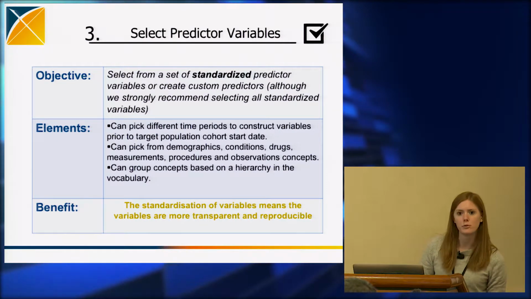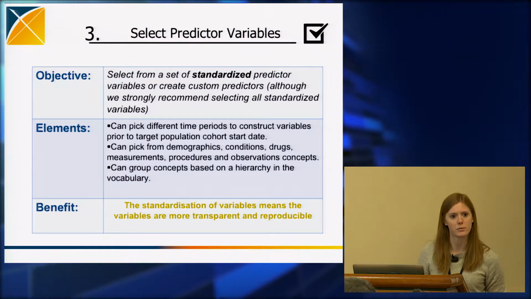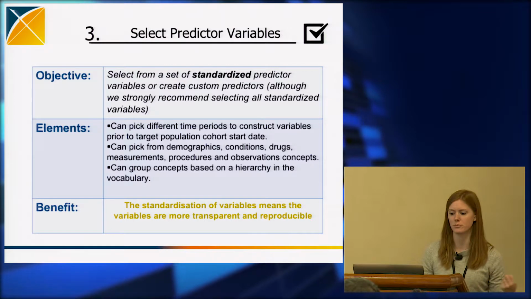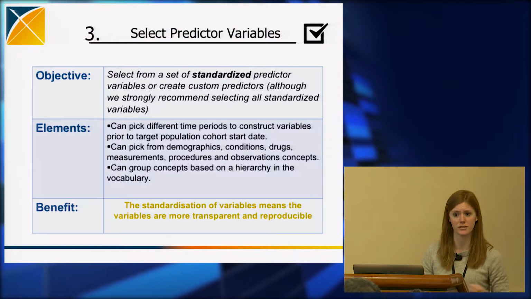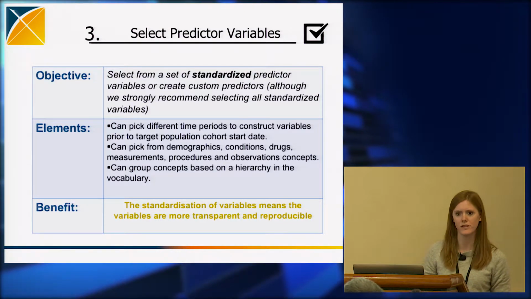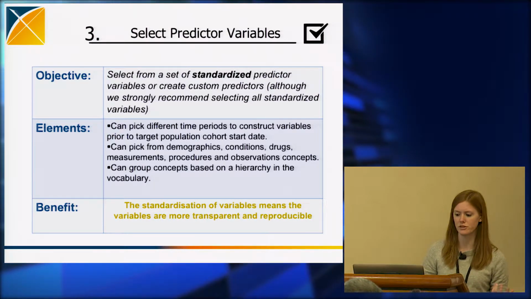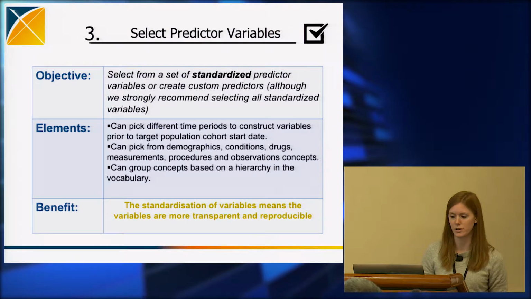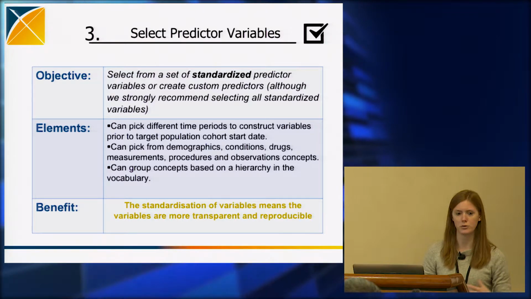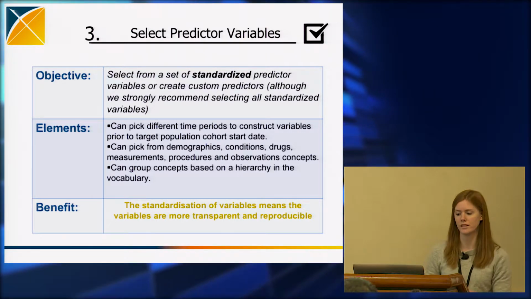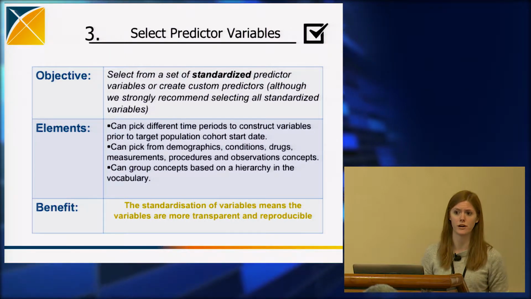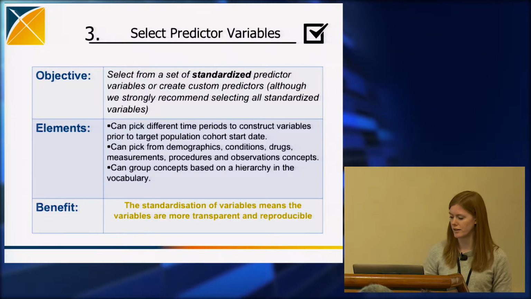Select the predictor variables. We've actually got some standardized variables already in the package, so you can readily just select any conditions, drugs, procedures, measurements, observations, demographics. There's some risk scores already in there, and variables that correspond to healthcare utility, they're all in there. You can also create your own variables, so if you wanted to look for specific sets of concepts, or you want to look at a specific time period, you can actually create that in our package. Our package is very flexible for enabling you to create your own variables and your own models if that's needed.